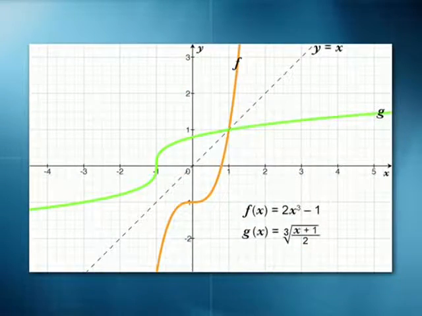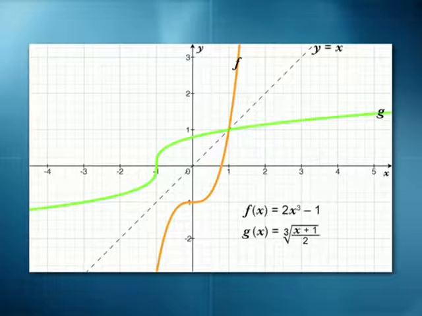Now it's interesting to look at the graphs of functions and their inverses. Here I've drawn the function f, and it's a polynomial function, isn't it? It's 2x cubed minus 1, and you see it there in the graph. And then I've also drawn the graph of its inverse, which is harder to graph. But there's some interesting features about these two graphs as they compare to each other. Notice the symmetry across the line y equals x.